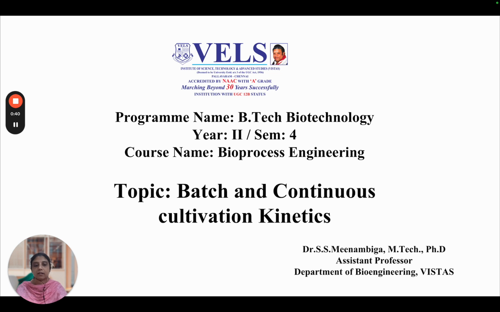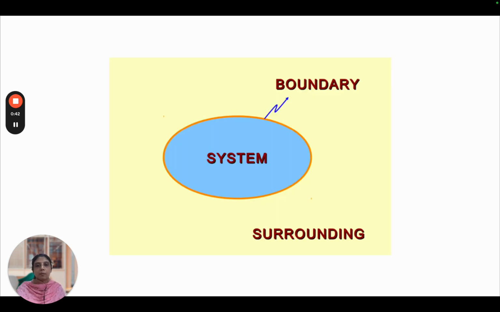being calculated. So before moving into the topic, we need to know what a system is. A system is surrounded by many different objects and it has a boundary. So the system is affected by the external surroundings.